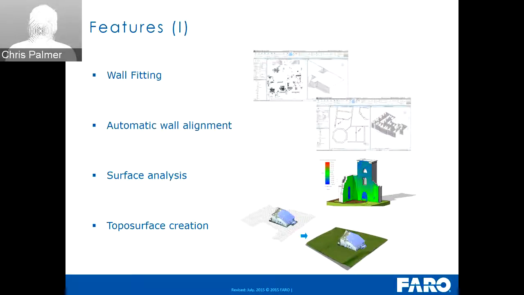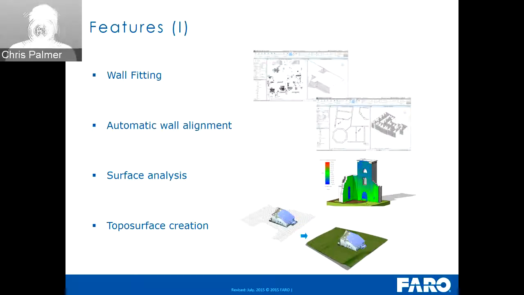Specifically, some of the main features that we've got, and probably some of the best used features, are the automated wall fitting commands and automatic wall alignment tools. So we can very quickly generate a 3D model of the layout of a building without much user intervention at all. We can create a prepared plan, and we can best fit walls to that plan.